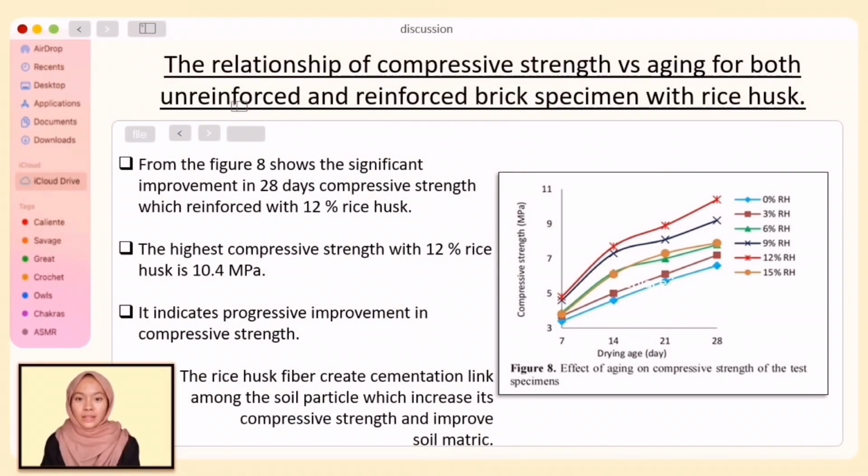The relationship of the compressive strength versus aging of the unreinforced and reinforced brick specimen with rice husk. Figure 8 shows a significant improvement in the 28 days compression strength of the specimen reinforced with 12% rice husk. The highest compressive strength, with 12% rice husk, is 10.4 megapascal. It indicates progressive improvement in compressive strength. The rice husk fiber creates a cementation link among the soil particles, which increases its compressive strength and improves the soil matrix.